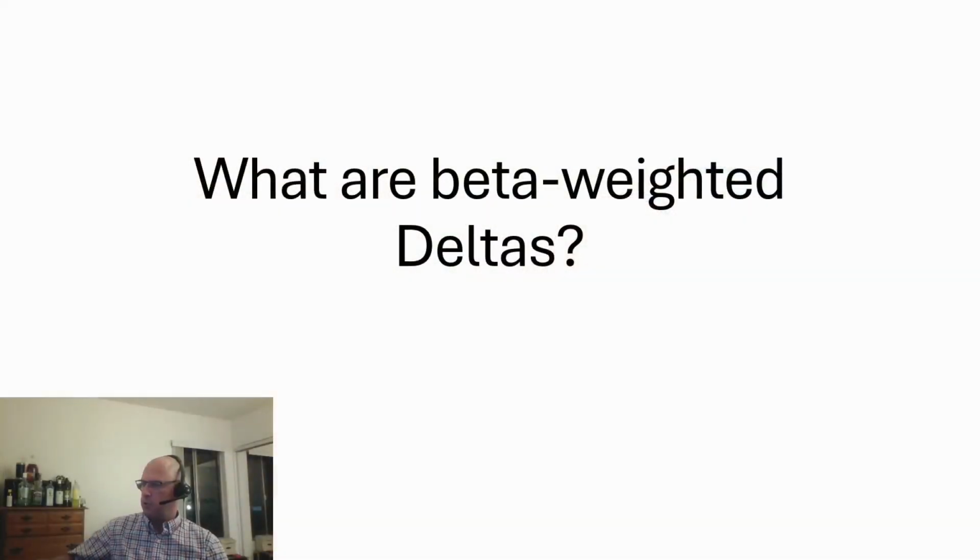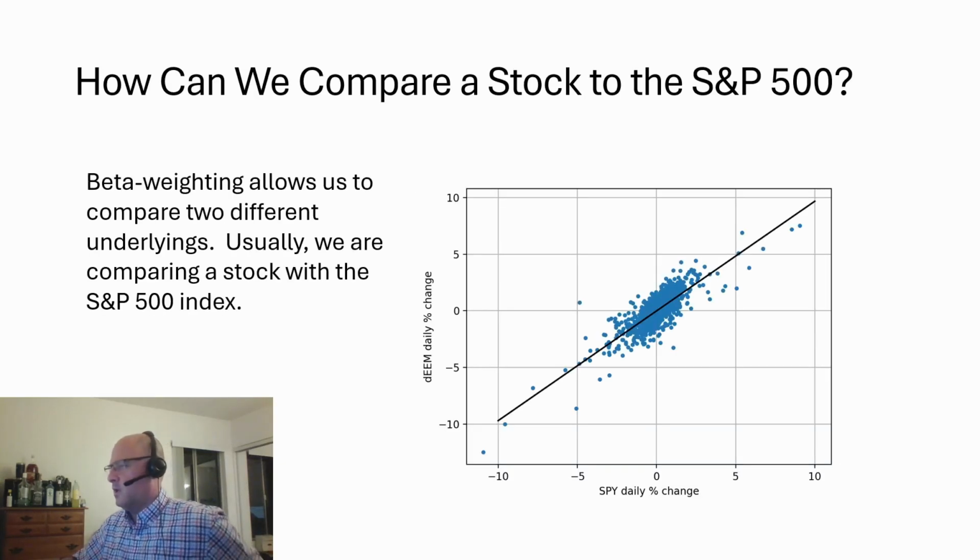And let's do it. So what exactly is a beta weighted delta? In stocks, there's this concept of a beta coefficient. This beta coefficient allows us to compare two different underlying stocks. Usually one of those stocks is some variation of the S&P 500 index.